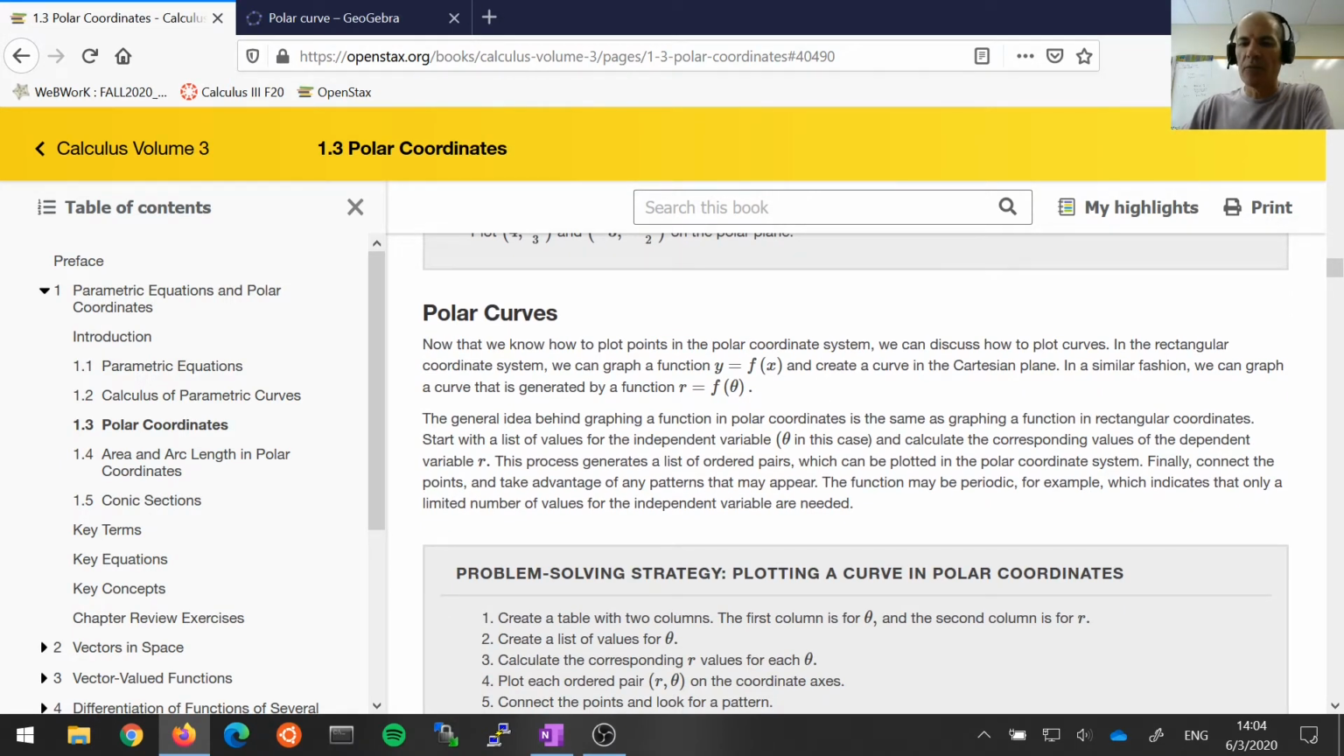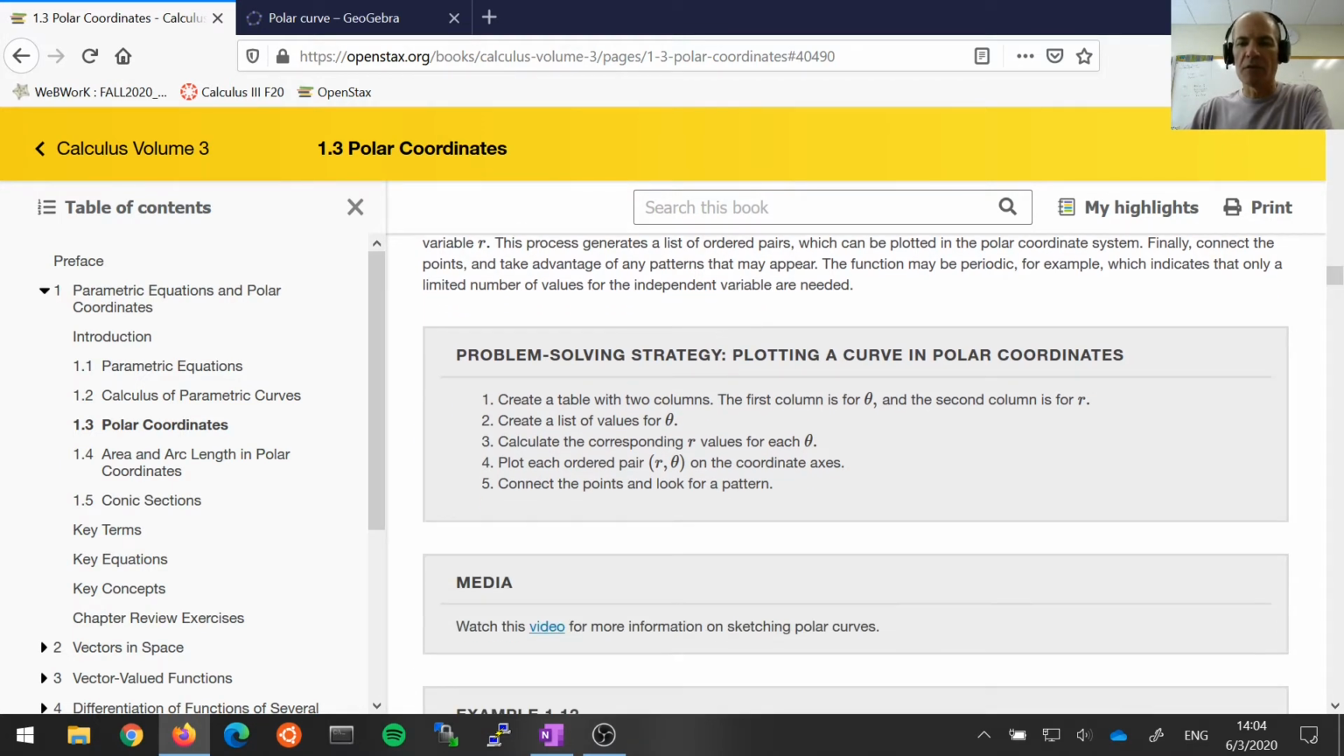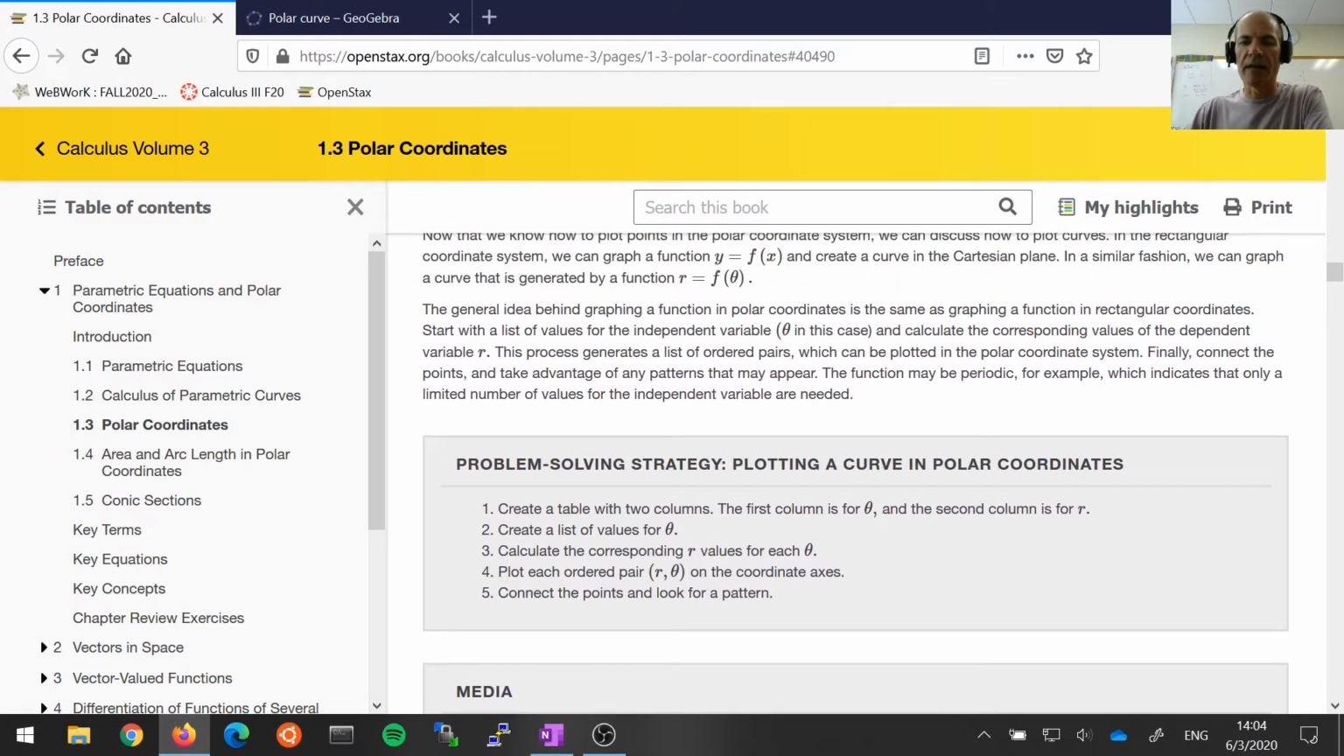Just like we have functions in Cartesian coordinates, y equals f of x, we also have functions in polar coordinates, r equals f of theta. We'll talk a little bit about plotting those in a minute. The fallback position for plotting something like r equals f of theta is really just to create a list of theta values and to compute the corresponding r values and plot them.